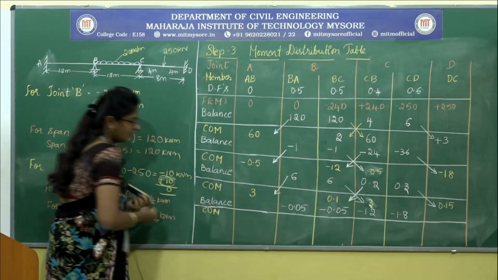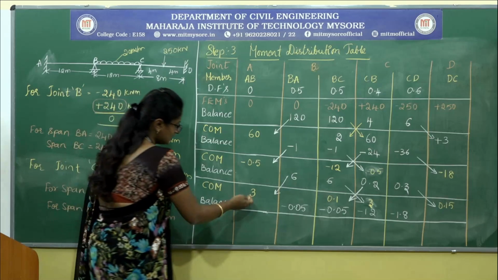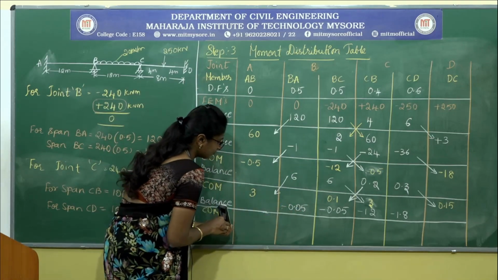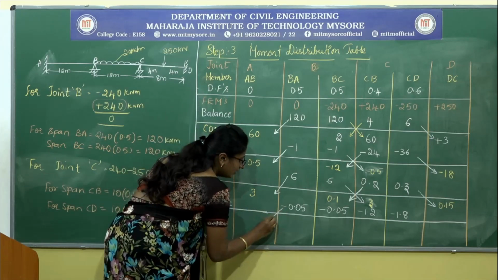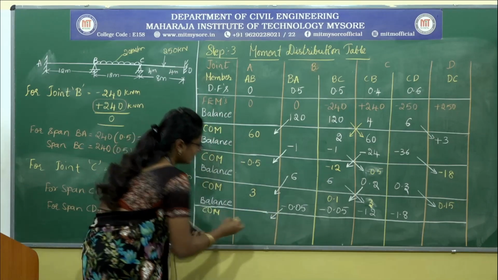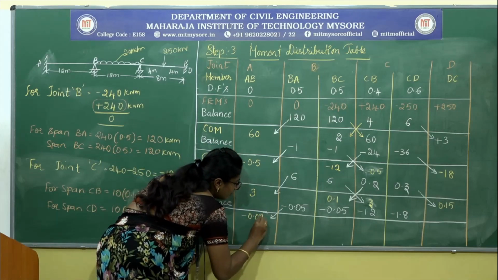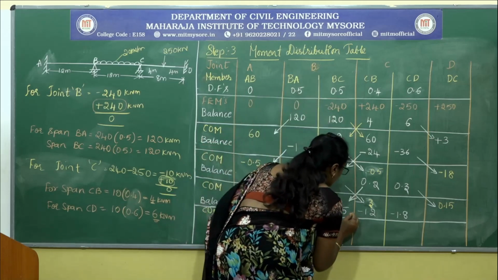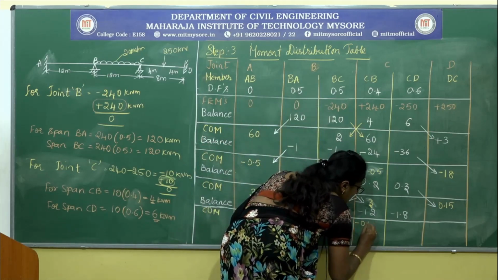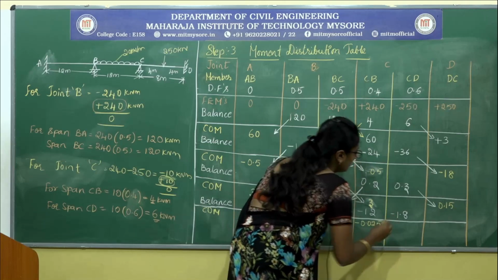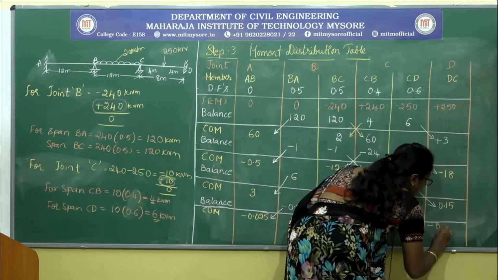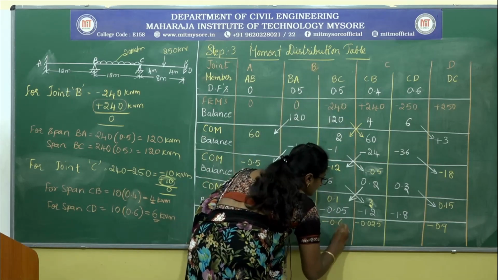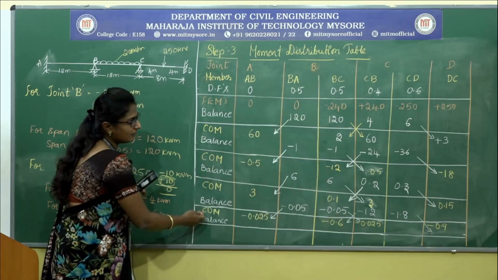The carry over moment. Since half of 0.05 is carried, half of 0.05 is minus 0.025, and here also minus 0.025, here minus 0.9, here also minus 0.6. So next is the balancing step.